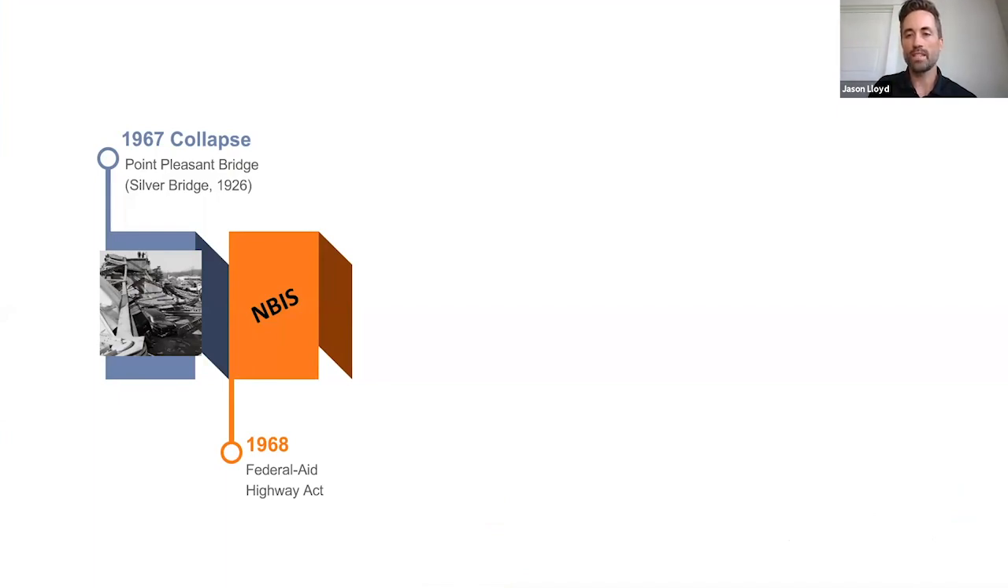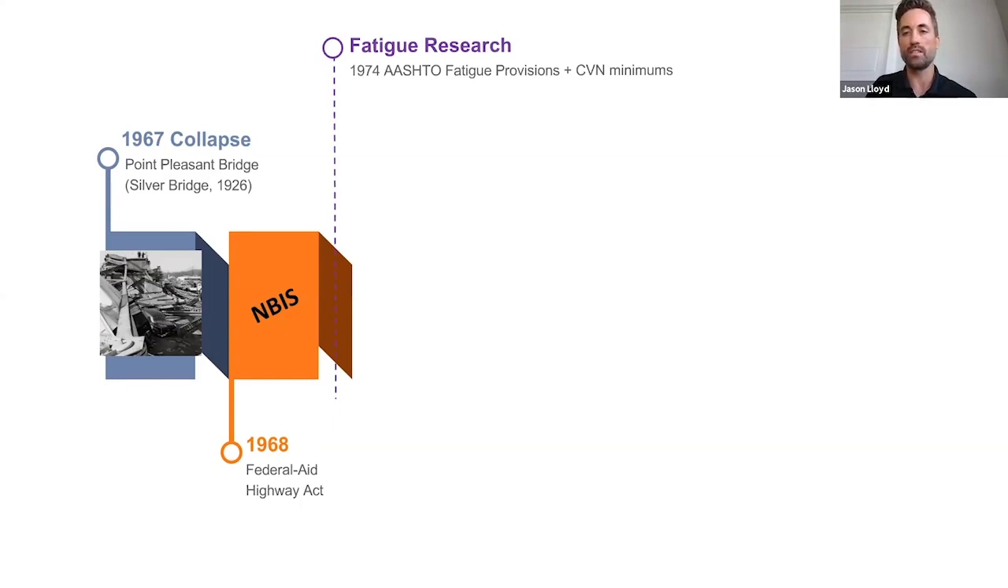Later, the Federal Highway Act of 1970 limited the NBIS to bridges on the Federal Aid Highway System. However, the Surface Transportation Assistance Act of 1978 extended the NBIS requirement to all bridges greater than 20 feet on public roads. In 1974, AASHTO added the first fatigue design provisions and CVN minimums for material toughness based on extensive experimental research by John Fisher out of Lehigh University.